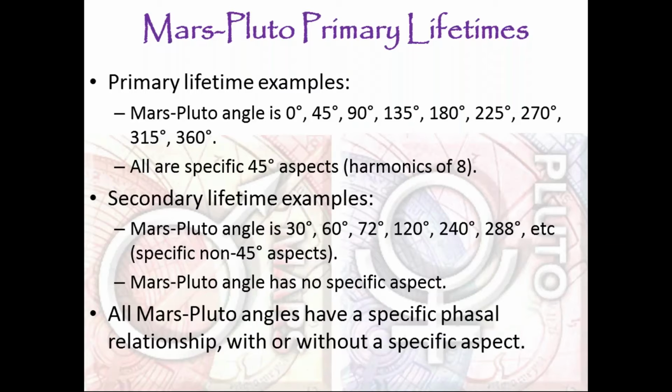In addition to that, Mars and Pluto can be in a phasal relationship with no specific aspect. Those will actually be the examples that we have with both of our charts today. Remember, Mars will always have a phasal relationship to Pluto, whether or not there is a specific aspect.